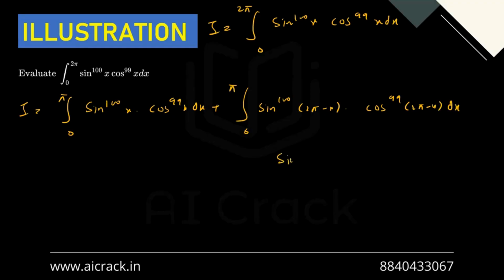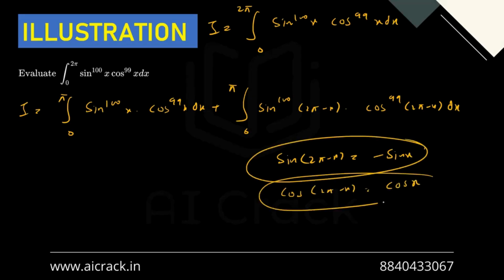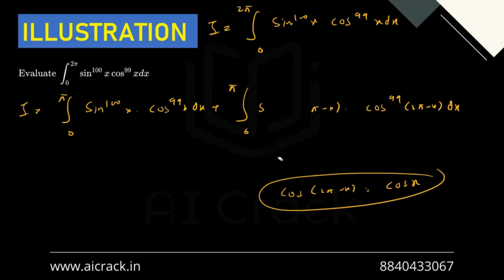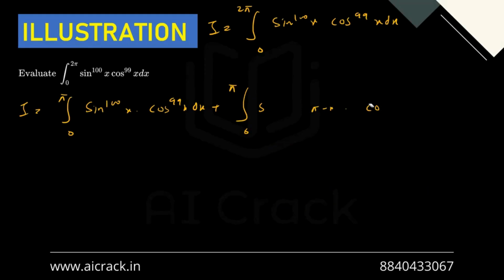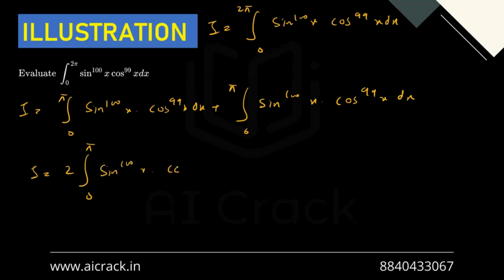Now we know that sine of 2 pi minus x equals to minus sine x, and we also know that cos of 2 pi minus x equals to cos x. We have a negative sign over here and a positive sign over here, but since we have an even power over here, it doesn't matter. So this automatically becomes sine raised power 100x dot cos raised power 99x dx. So this actually becomes 2 times integral 0 to pi sine of 100x dot cos of 99x dx.